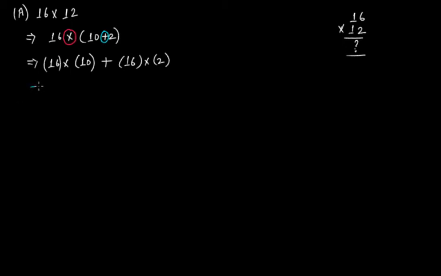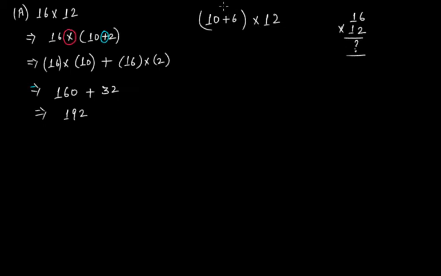Now if we solve this, this will be 160 plus 32, and this will give you 192. So this is one way. There can be another way of doing this. You can write 16 as 10 plus 6, and then you multiply this by 12.